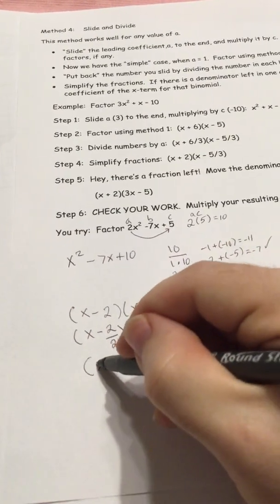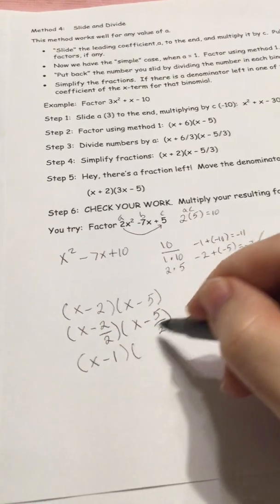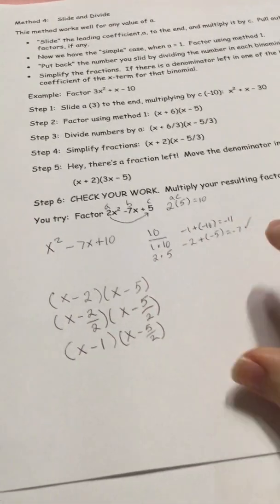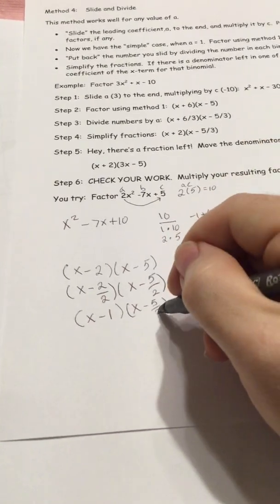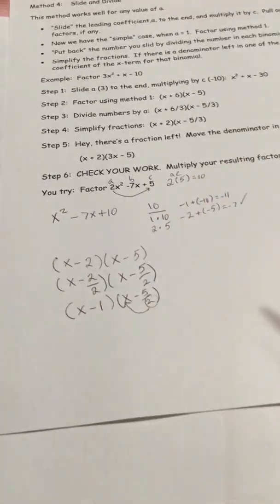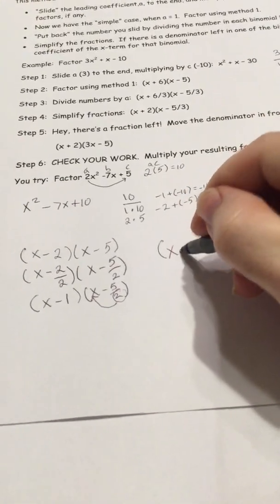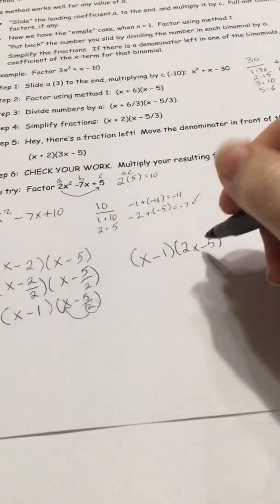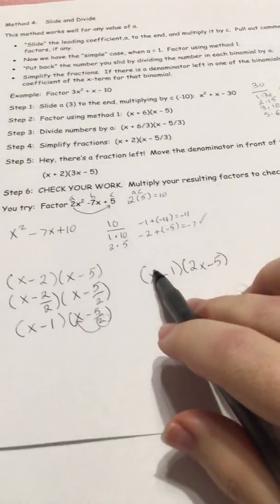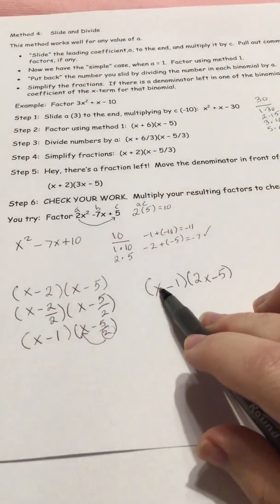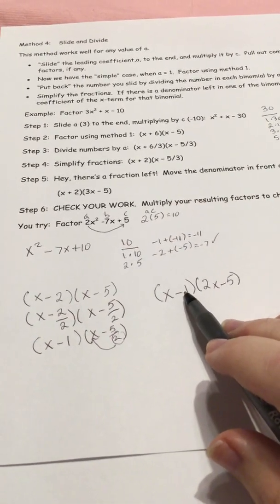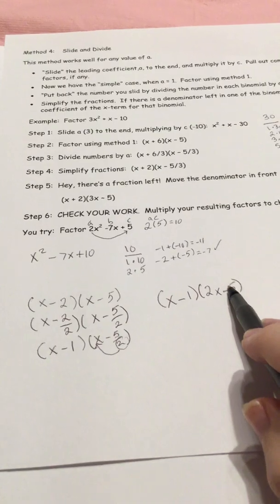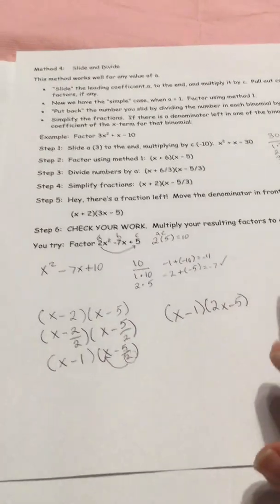So that's going to end up giving us x minus 1. This doesn't reduce. We're left with x minus 5 over 2. Because we have a fraction left, we have to move it from our denominator to the coefficient. So our final answer is going to give us x minus 1 times 2x minus 5. And we'll see if we do our FOIL. X times 2x gives us 2x squared. X times negative 5 is going to give us negative 5x. Negative 1 times 2x is going to give us negative 2x. Negative 1 times negative 5 is going to give us positive 5. So this will work out for us.